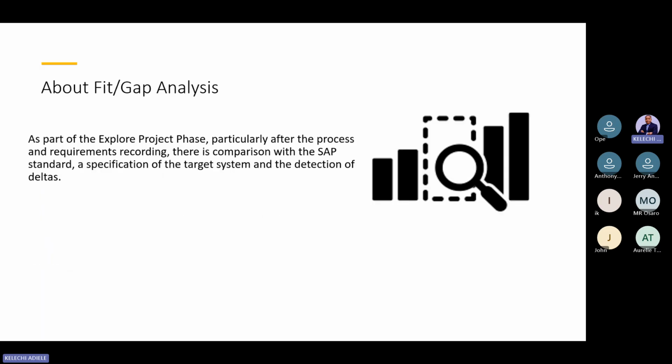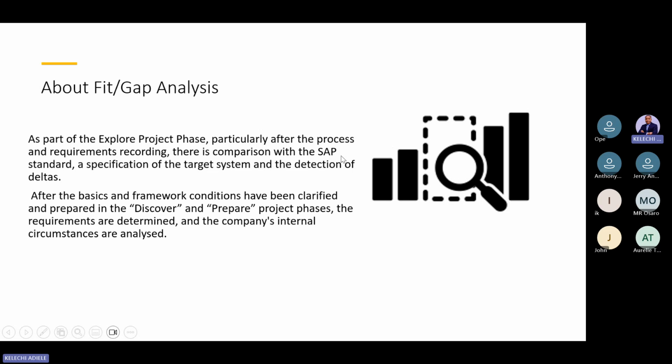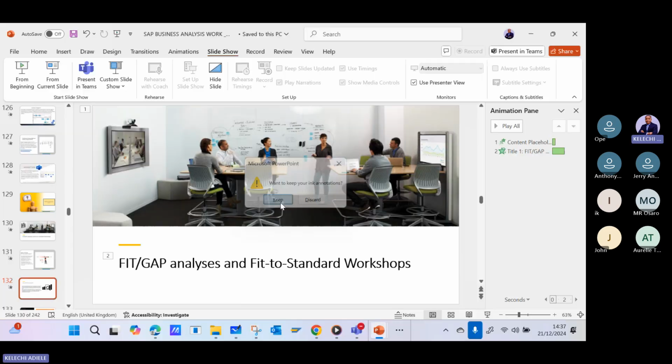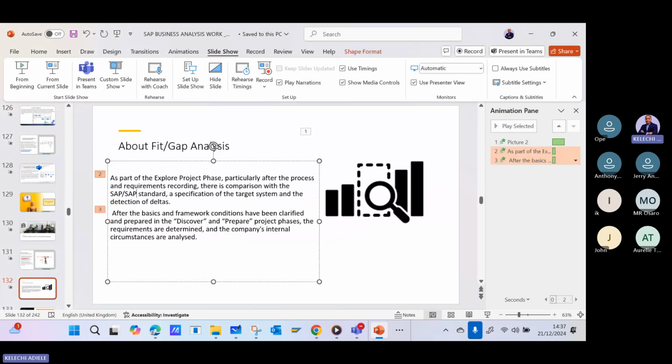Now, as part of the explore phase, particularly after the process and requirements recording, take note, there's a comparison with SAP standard or a specification of the target system and a detection of deltas. So what does this mean? So let me just put something here so that it will also guide us. So if I see SAP or Sage, because of the task we're working on.